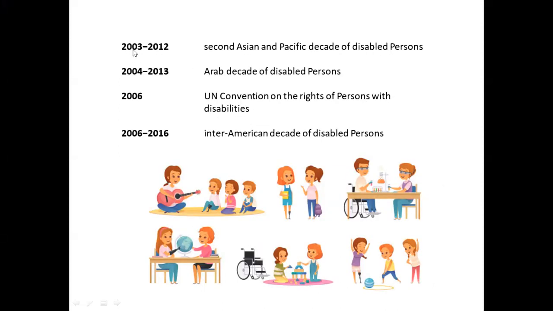2003 to 2012 is known as the Second Asian and Pacific Decade of Disabled Persons. 2004 to 2013 is the Arab Decade of Disabled Persons. 2006, UN Convention on the Rights of Persons with Disabilities. From 2006 to 2016, Inter-American Decade of Disabled Persons. Those are the situation of international conventions and treaties regarding persons with disabilities.